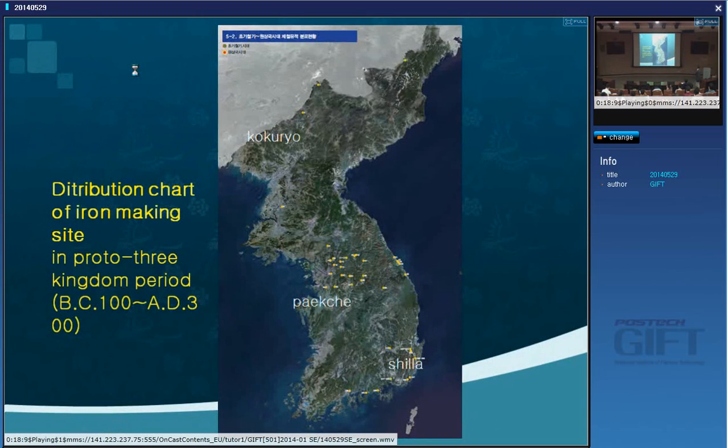And this is the distribution chart of iron making sites in the Proto Three Kingdoms period, centralized mainly in the center of the Korean Peninsula and the southeast part of the Silla, Proto-Silla area. And Chungcheongdo and Jeollado are very, very rare. Yes.